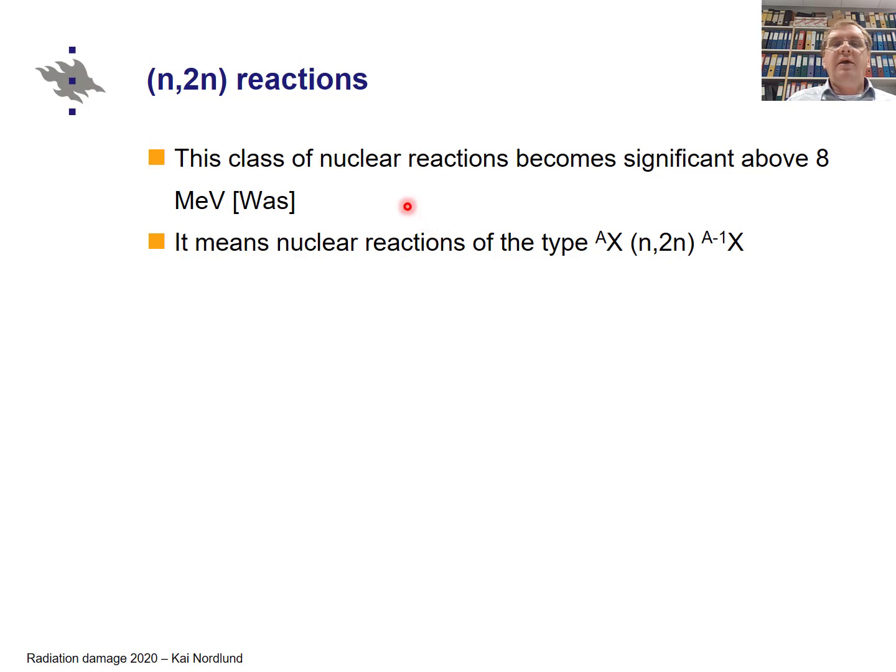Well, at even higher energies, more exotic nuclear reactions come in. There are several reactions where a neutron hits a nucleus and then something comes out. And one of them, maybe the simplest one, is an N2N reaction where one neutron comes in and two neutrons get out of the collision.